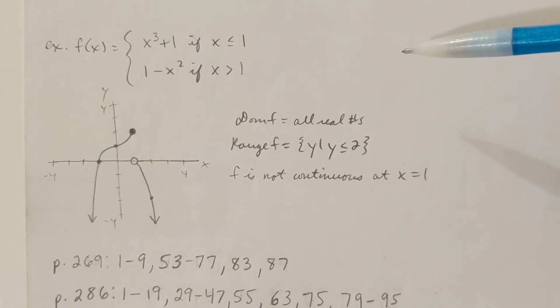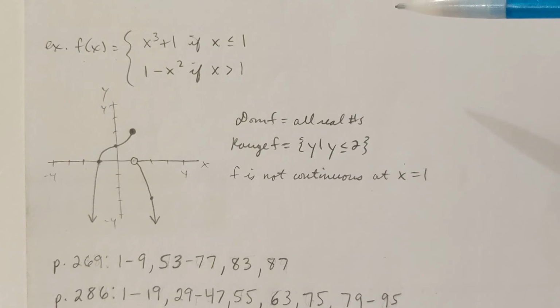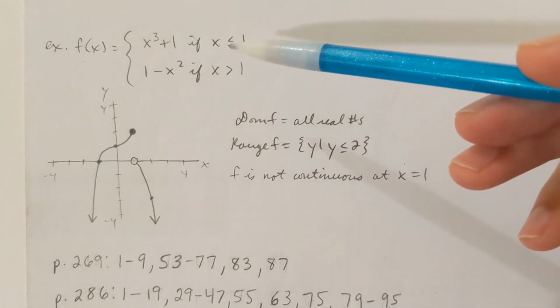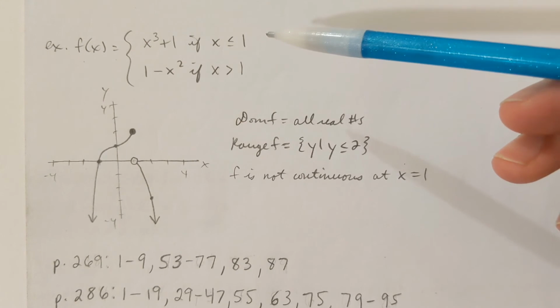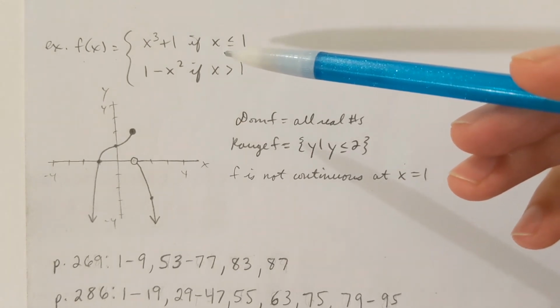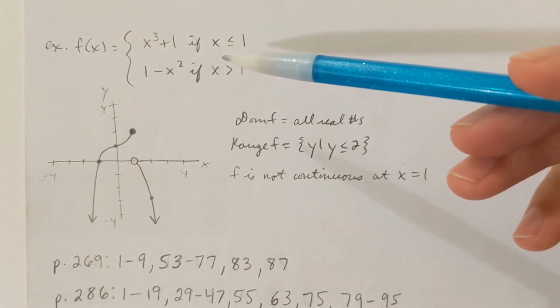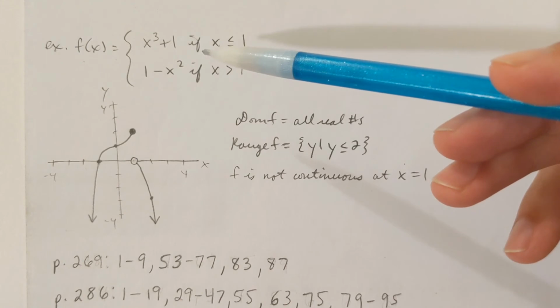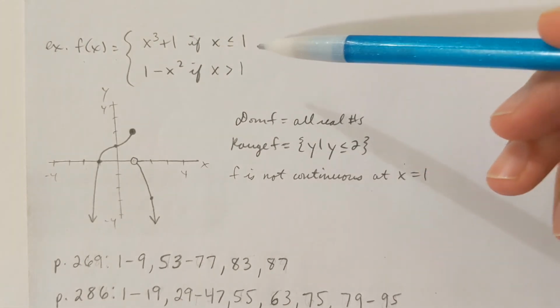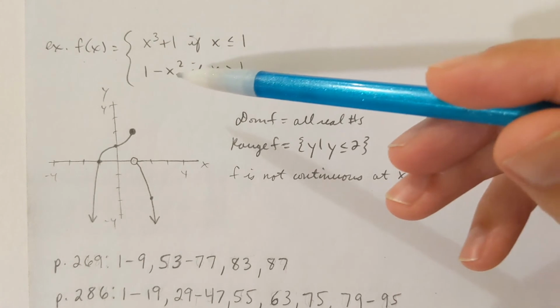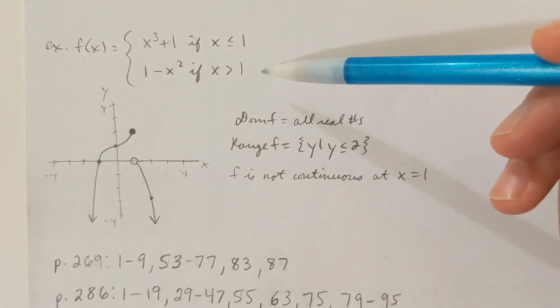There's a little bit with piecewise functions in this section, and why they're coming back to it again is because previously when we looked at piecewise functions, we only looked at ones that involve lines. Now that we've gone deeper into the material, they bring it up again, and you don't have just lines now. So suppose that we got f of x equals x cubed plus 1 if x is less than or equal to 1, and 1 minus x squared if x is greater than 1.